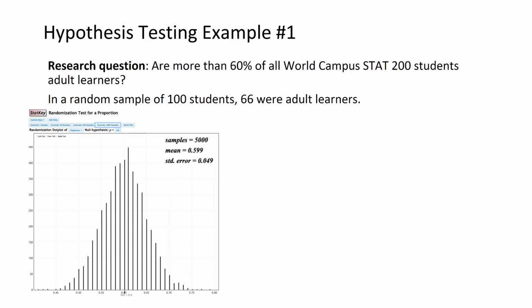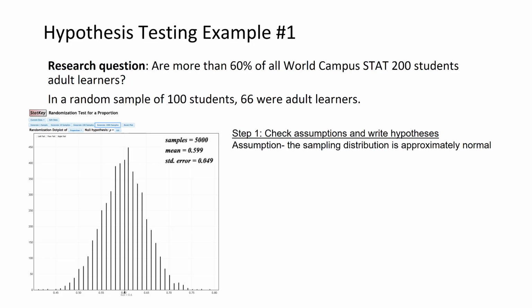Let's work through the 5-step hypothesis testing procedure. Step 1, check assumptions and write hypotheses. The assumption is that the sampling distribution is approximately normal. The distribution is approximately normal, so this assumption has been met. That means that we can approximate the sampling distribution using the standard normal distribution. Essentially, what we'll be doing is translating this sampling distribution from StatKey into the standard normal distribution.